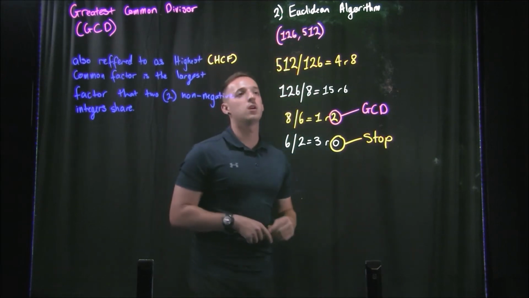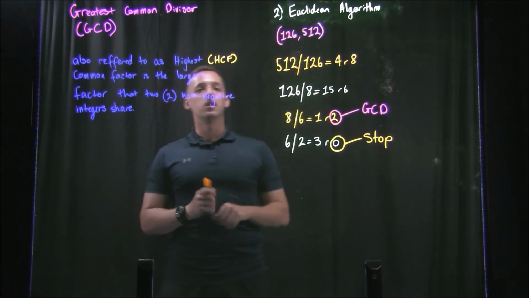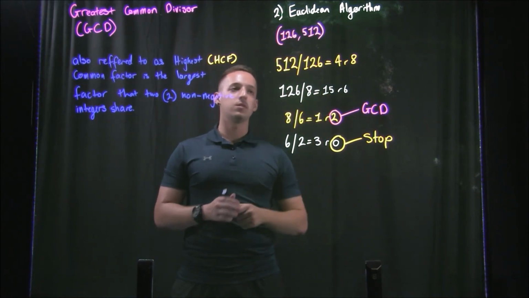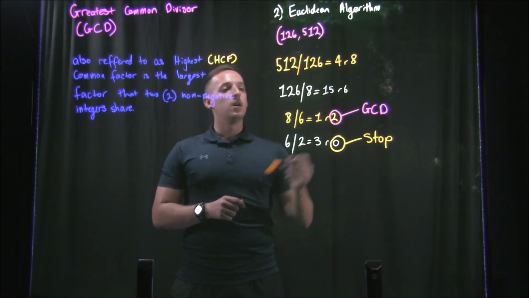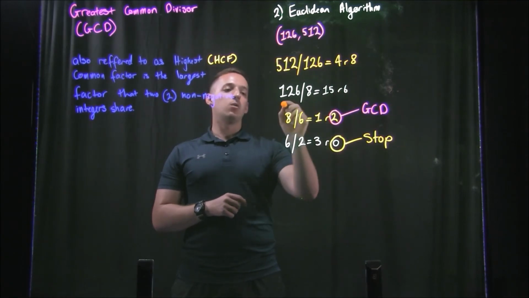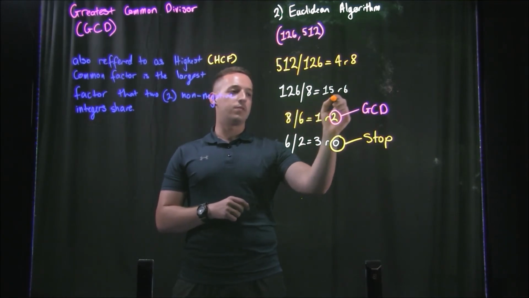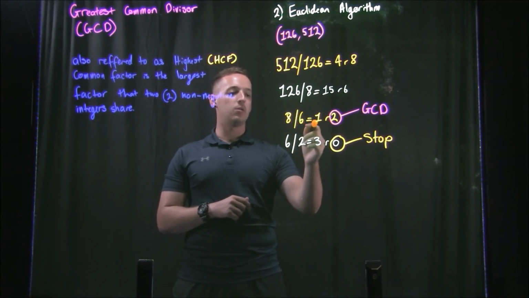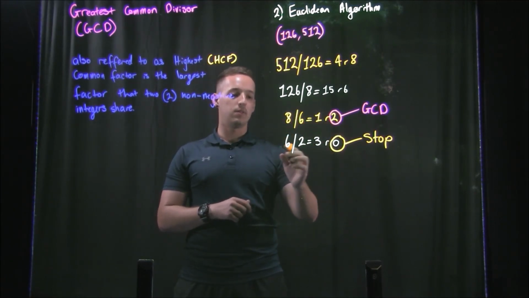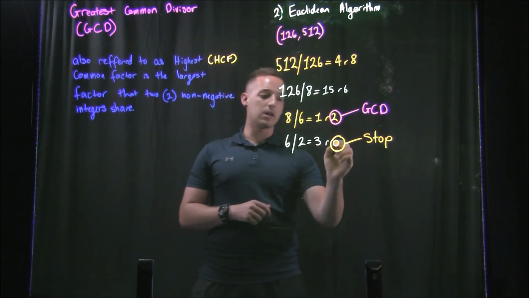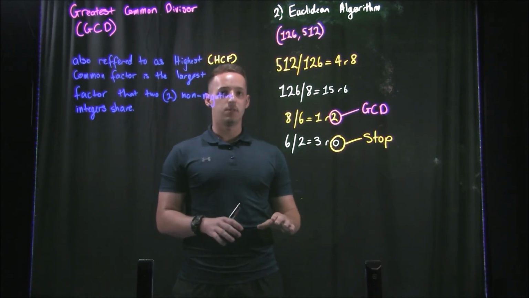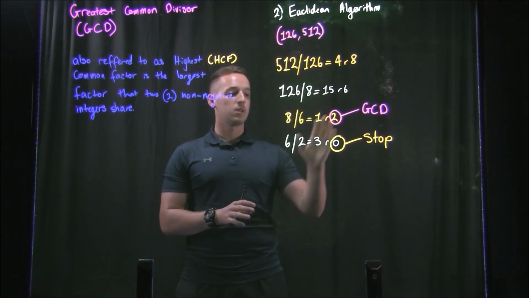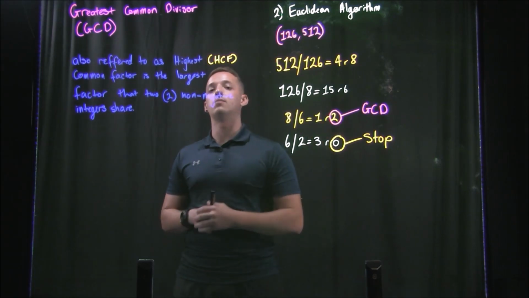The first step I do is I divide my bigger number by the smaller, and I get that 512 divided by 126 is 4 remainder 8. Then I take this remainder of 8 and I go 126 divided by 8 is equal to 15 remainder 6. Same method again. 8 divided by 6 equals 1 remainder 2. 6 divided by 2 is 3 remainder 0. When I get to this point and I've got no remainders left, that is the point at which I stop. And I go back to the previous number I divided by, and that is my GCD.